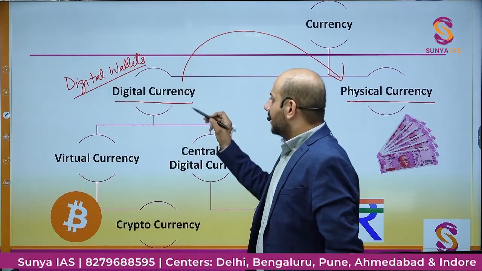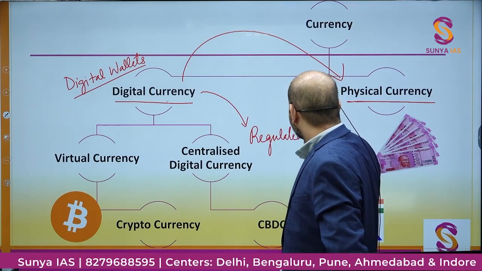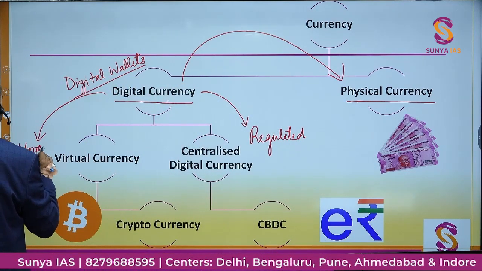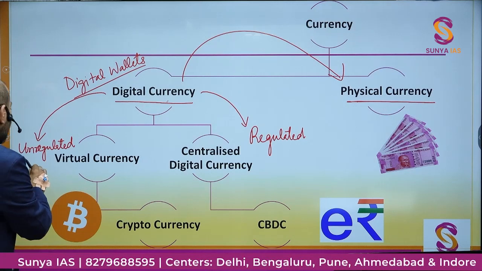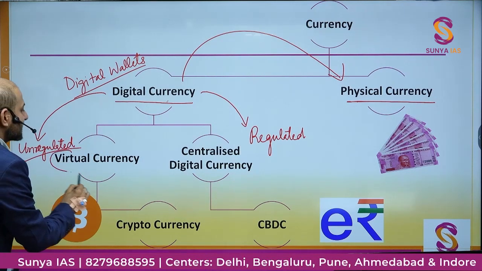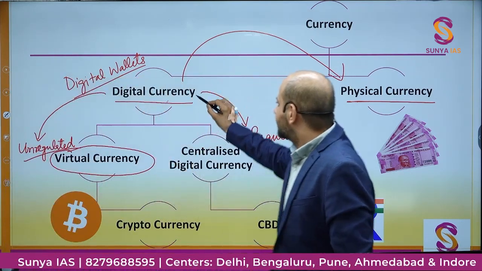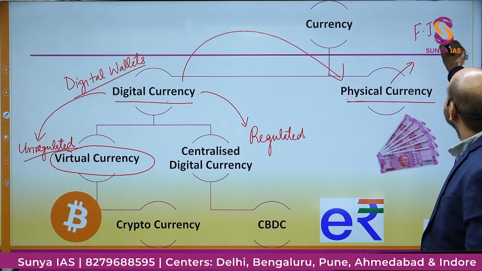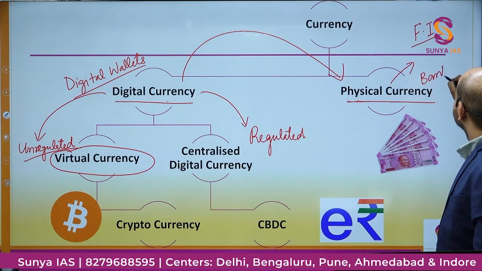Getting it? Digital currency can be regulated or unregulated. Getting it? Unregulated digital currencies are called virtual currencies. Class, what happens? Understand. Digital currency, because it is backed by physical currency, is issued by a financial institution. This physical currency you get from the bank, and the bank gets it from the central bank.